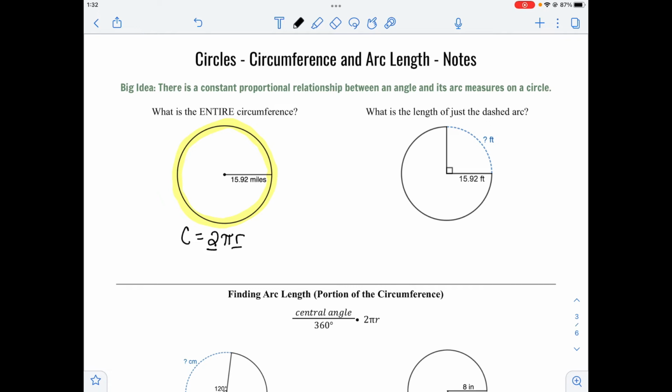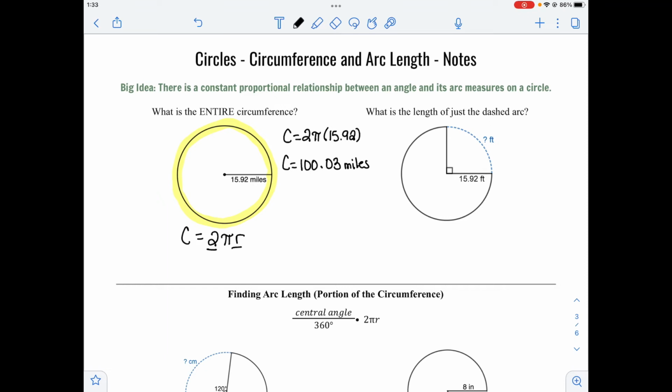So for this particular one, we're going to go ahead and solve it. Plug in the values and see if you get the correct answer. So for our answer, we've got 100.03, and this is rounded, miles. And remember, circumference is just like perimeter. So we're going to talk about using that knowledge to actually find the arc length.